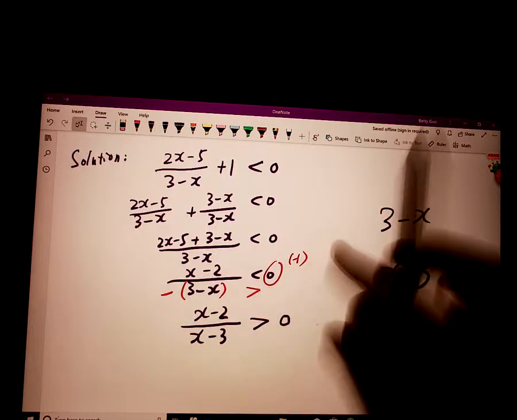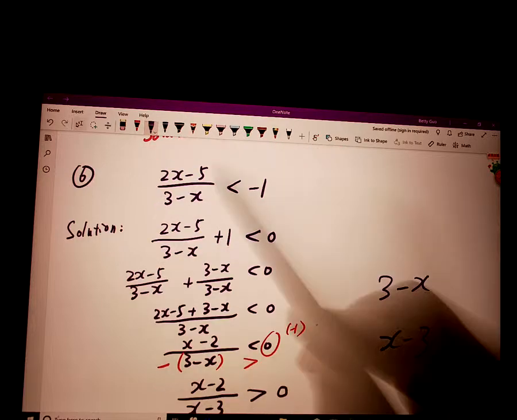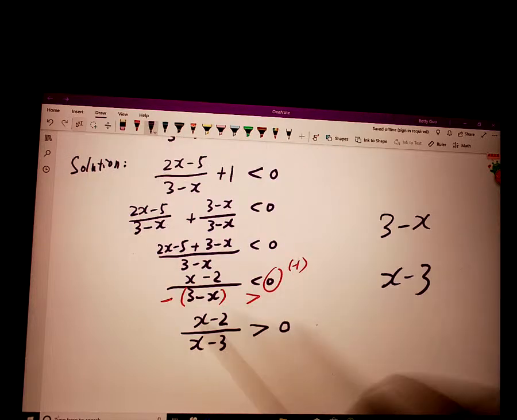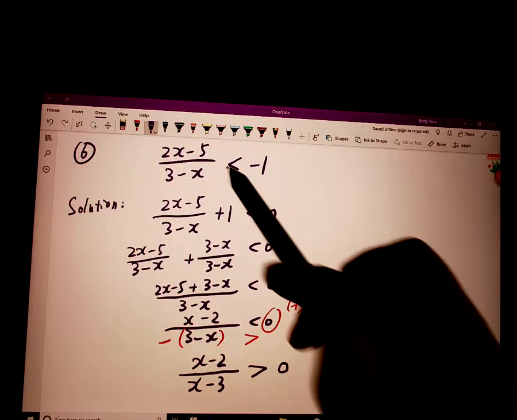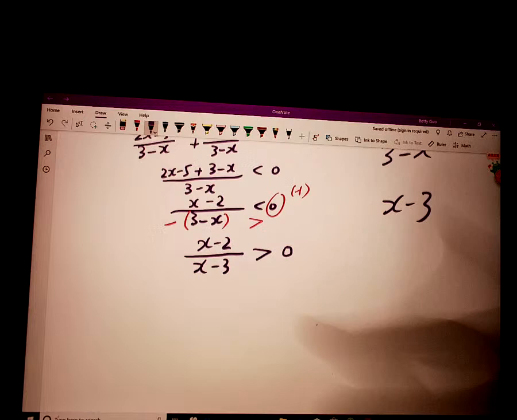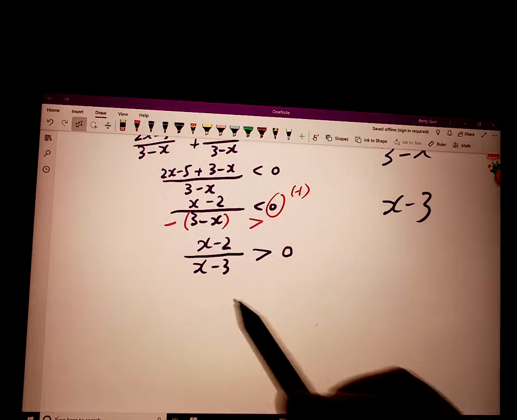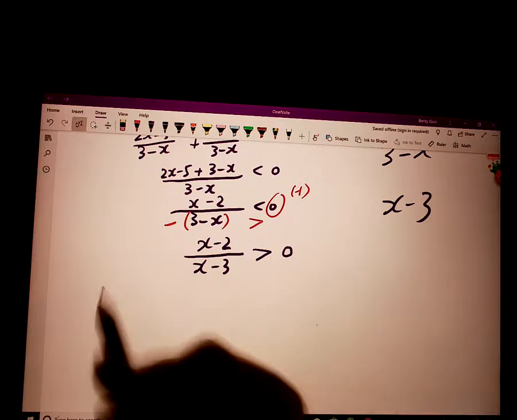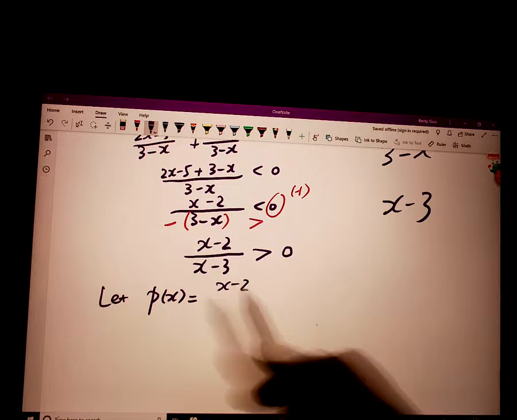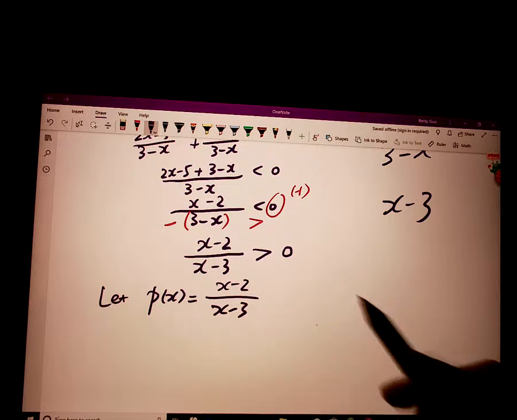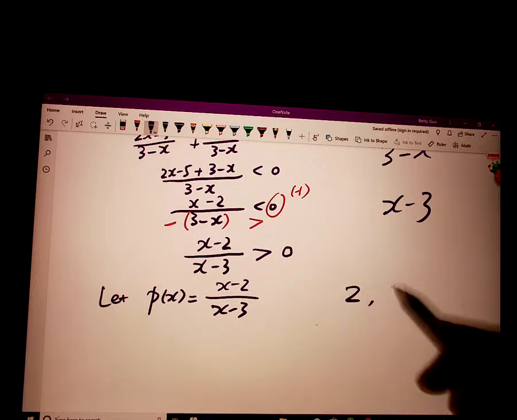This inequality is equivalent to the original inequality, or we can say it is the standard form of the original given inequality. We need the inequality in standard form, and then go ahead to apply the sign chart method. We let P of x be the left-hand side, x minus 2 over x minus 3. The numerator has zero 2, the denominator has zero 3.